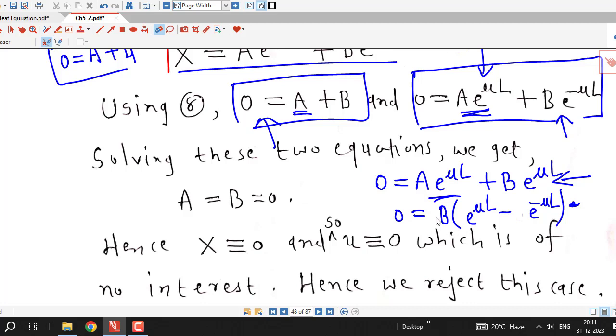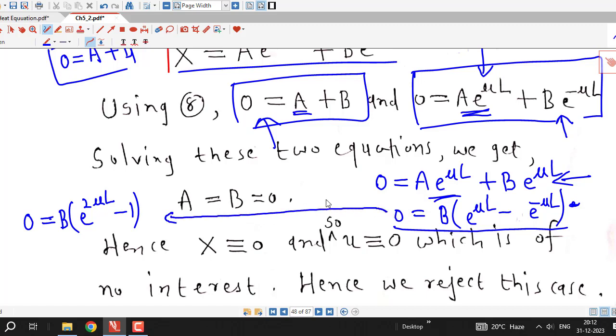And if I multiply this whole quantity by e raised to mu L, I will have 0 equal to b times e raised to 2 mu L minus 1. After multiplying this equation by e raised to mu times L, I obtain this equation. Now here mu is non-zero, and L is the length of the bar, so it is also non-zero. So 2 mu L will never be equal to 0, and therefore e raised to 2 mu L will never be equal to 1, and therefore this quantity can never be 0.